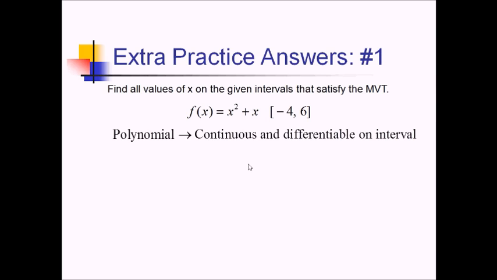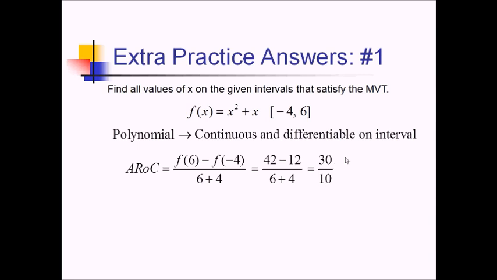So let's do the average rate of change first. For that, I need f of 6 minus f of -4 over 6 minus -4, or 6 plus 4. F of 6, that's going to be 36 plus 6, which is 42. F of -4, we've got 16 minus 4, which is 12. So we've got 42 minus 12 over 10. So that's going to be, let's see, 30 over 10, which is 3.